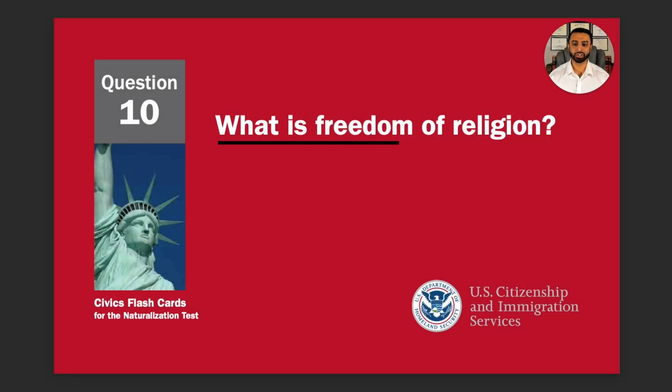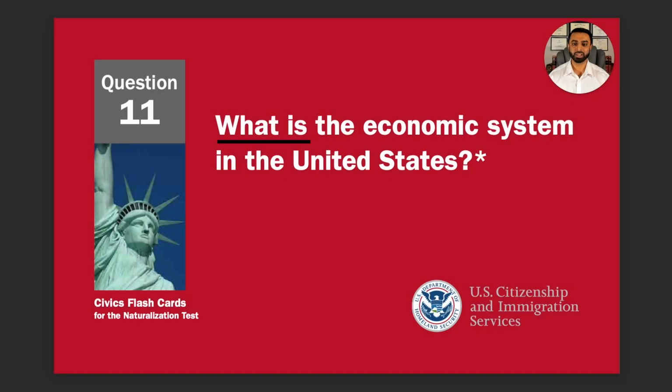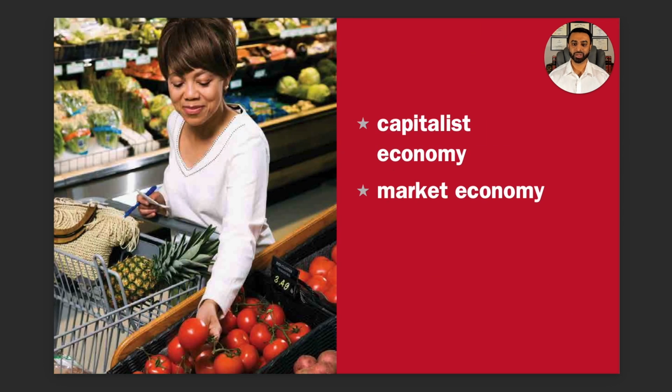What is freedom of religion? Freedom of religion is that you can practice any religion or not practice a religion. What is the economic system in the United States? The economic system in the United States is a capitalist economy or a market economy.